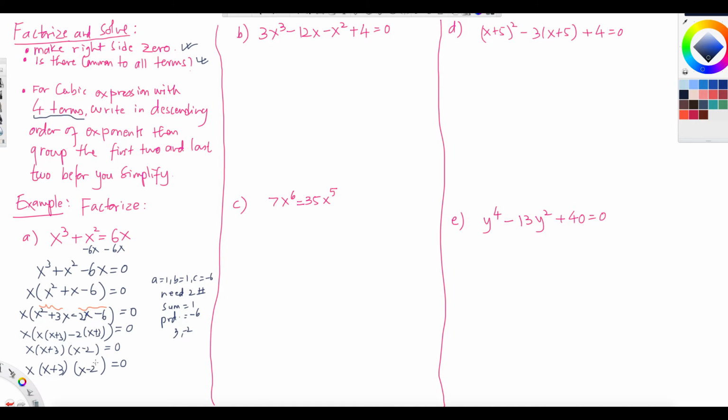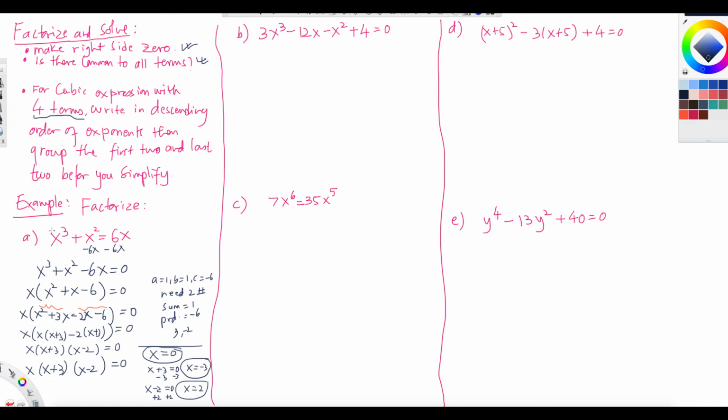Now our goal is to solve this, right? To solve this, you set each factor equal to 0. x equals 0 is one answer. For the second one, you set x plus 3 equals 0. If you subtract 3 from both sides, you get x equals -3. That's the second answer. The last one is x minus 2 equals 0. If you add 2 on both sides, you get x equals +2. So those are the 3 solutions to this equation.